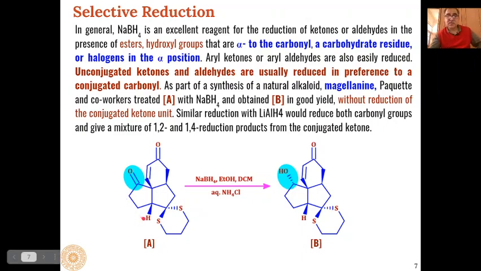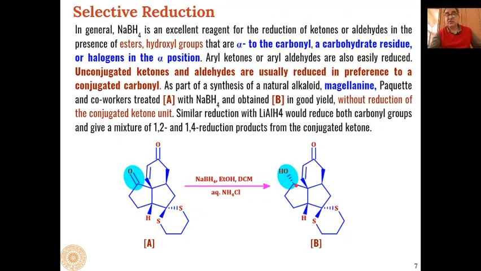So you can see in this example, this has a dithiene system, as well as this alpha beta unsaturated ketone, and this unconjugated ketone. So with conjugated ketone and unconjugated ketone, when sodium borohydride reduction is done, this ketone is reduced to the secondary alcohol, and this alpha beta unsaturated or conjugated ketone group is not affected by the sodium borohydride. So this is the selectivity of sodium borohydride reduction.